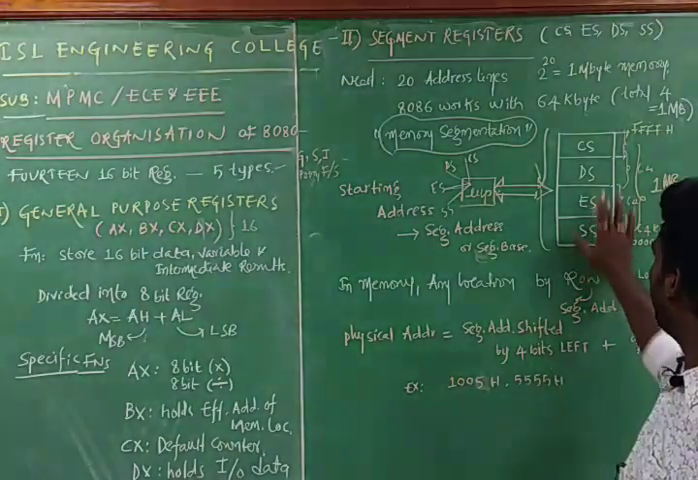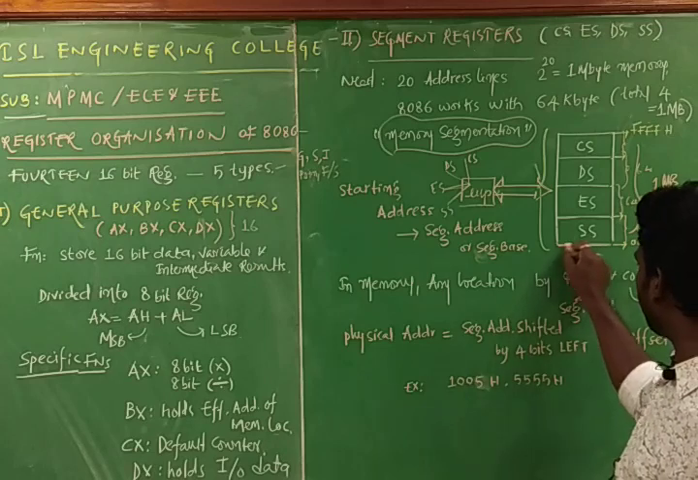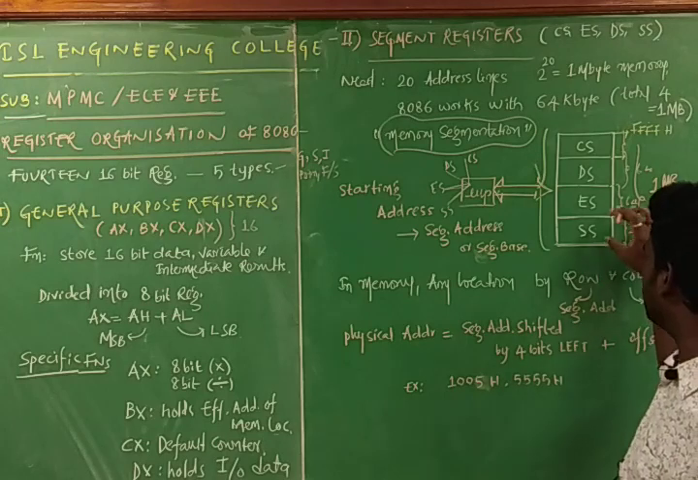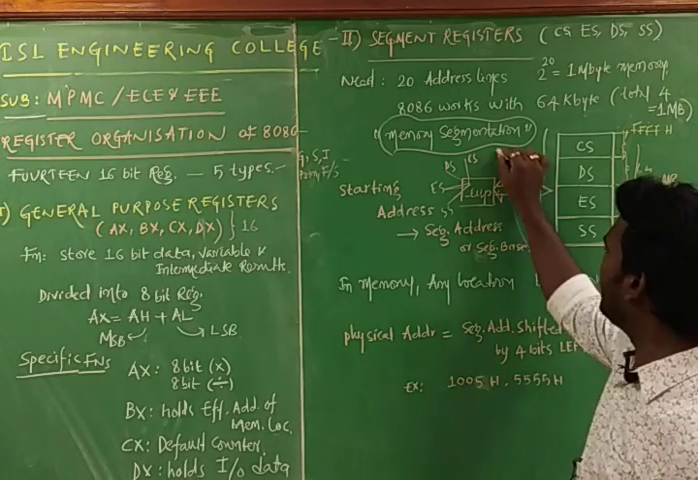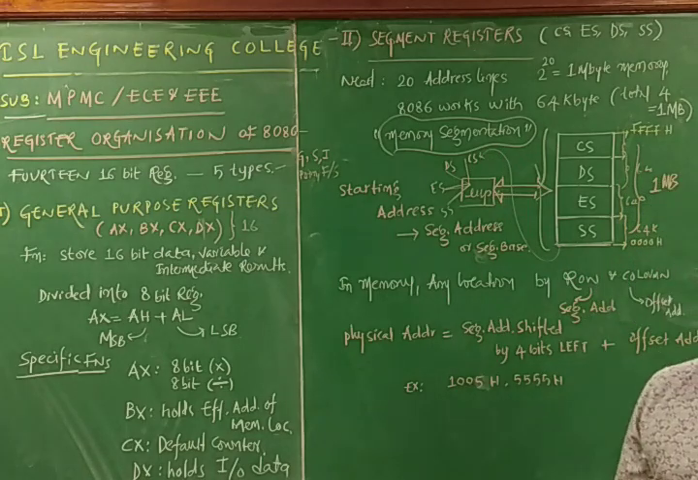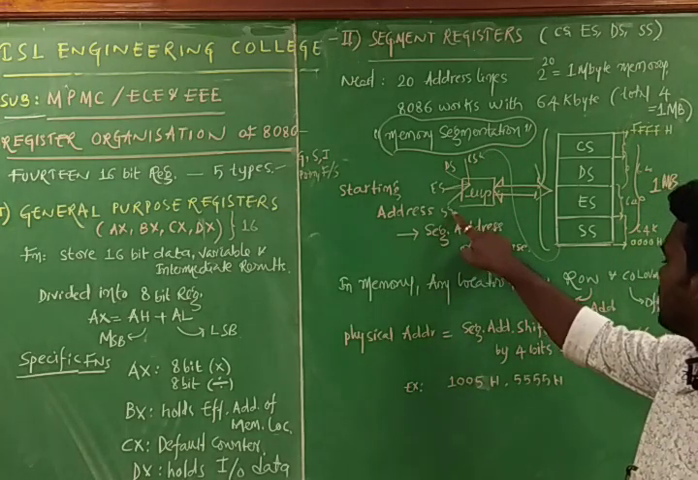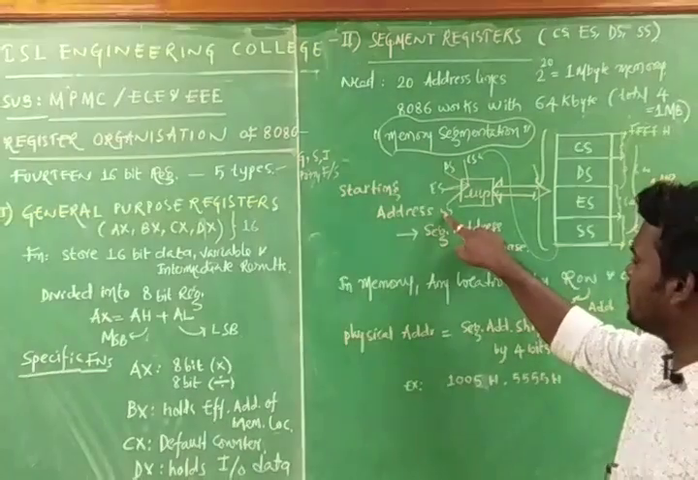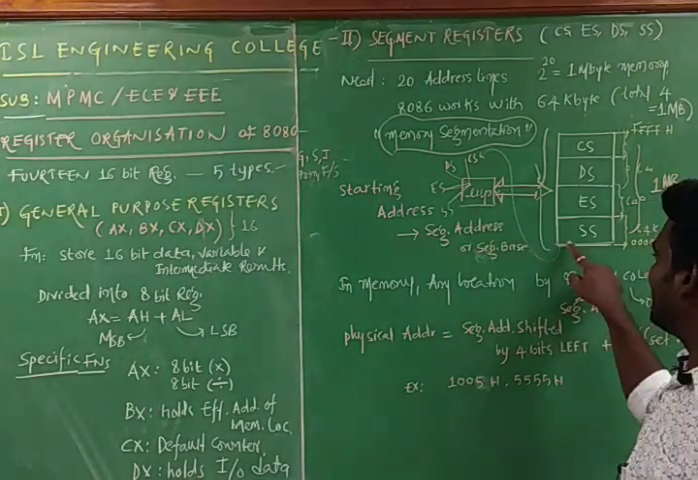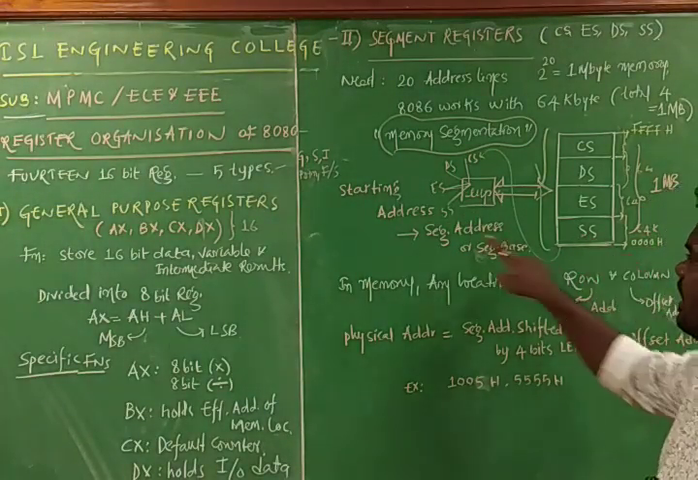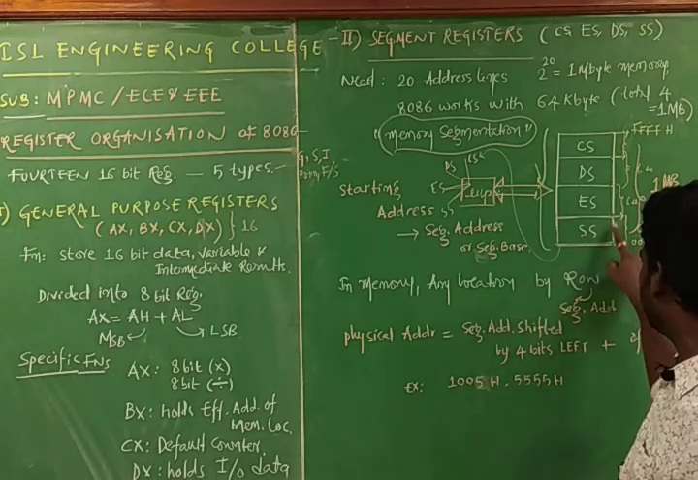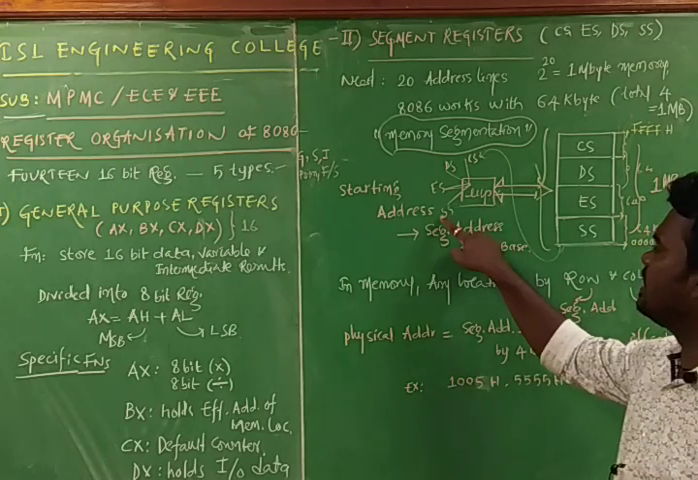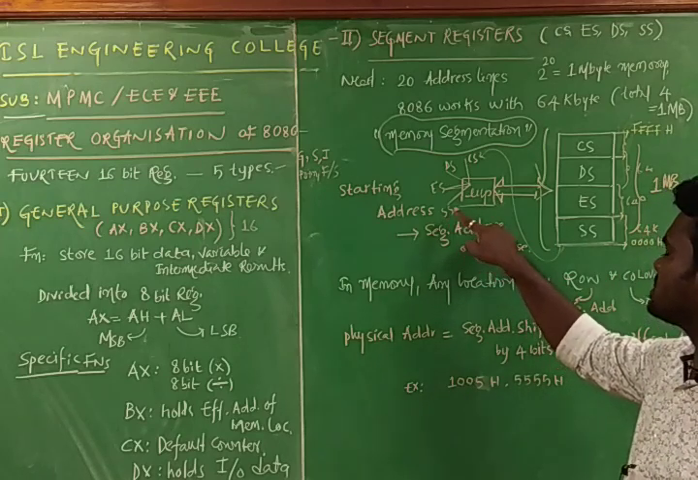The starting address of each segment's memory will be stored internally in the segment register. Here we have SS, the stack segment register. It is a 16-bit register which holds the starting address of the stack segment. It is a segment of total 64 kilobytes, but its starting memory location is stored in the 16-bit stack segment register.